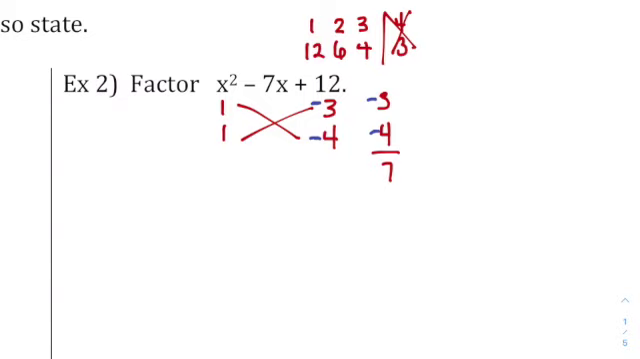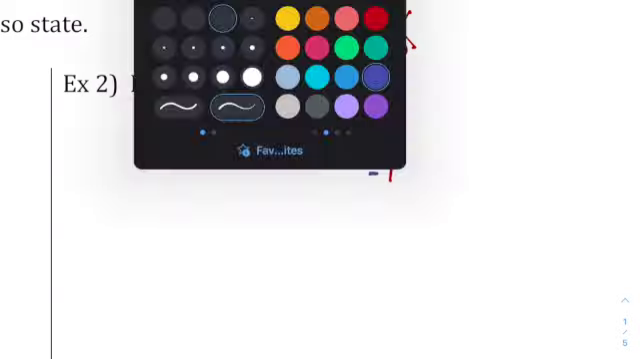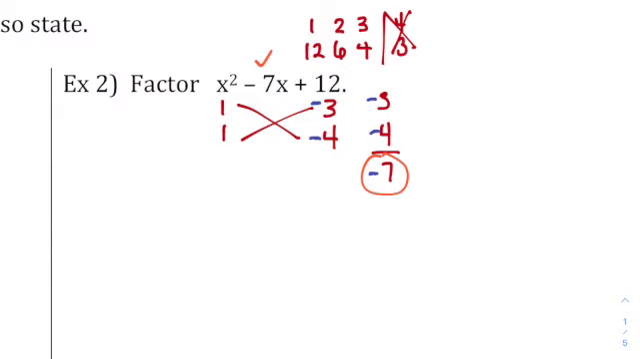1 times -4 is -4. That will give me -7, and because that is -7, I notice this answer checks. Let's try -3 times -4, does that give you 12? Yes. Does 1 times 1 give you 1? Yes.